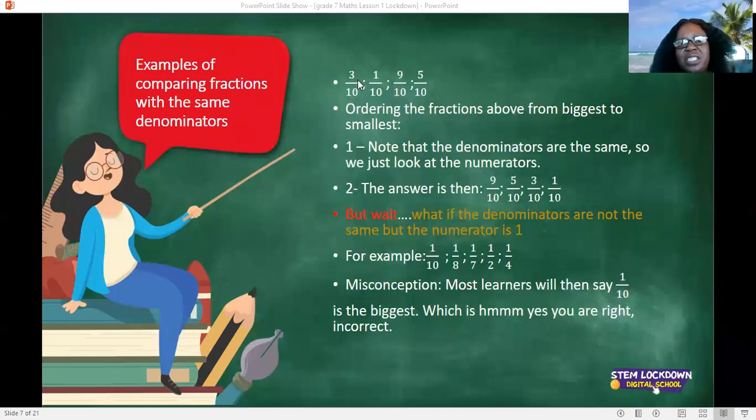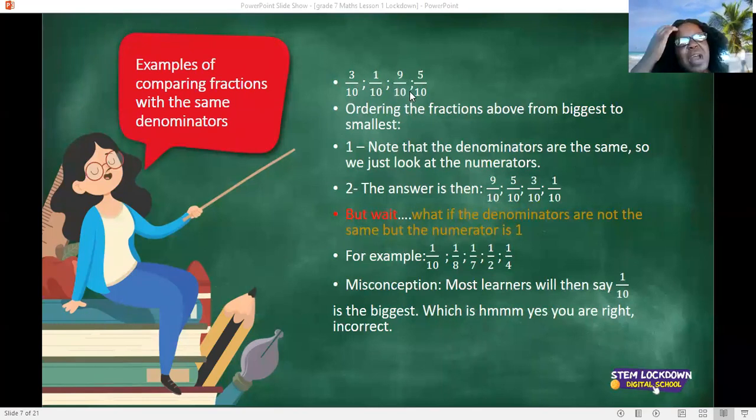So if we look at those fractions, already you can see which fraction is biggest. We're just going to check the numerators. As we said, if the denominators are the same, it means we're comparing things of the same quantity. The denominators are 10, 10, 10, so they are the same. So the biggest fraction will then be 9/10.